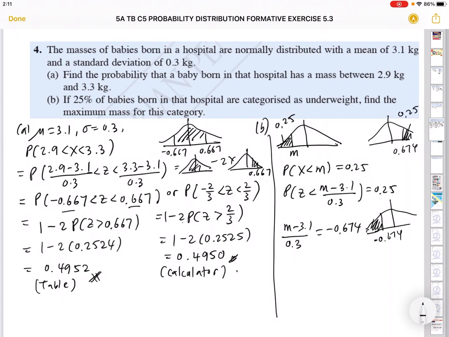Now, you just take 3.1 here, you plus, in this case, you minus 0.674 times 0.3, and your mass for the underweight babies will be 2.898. If you round up correct to 4 significant figures, it is 2.898. Okay, now we're okay with this, not too difficult.